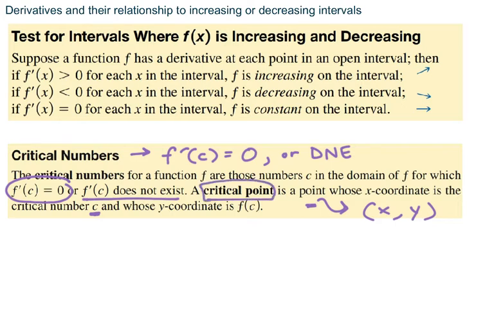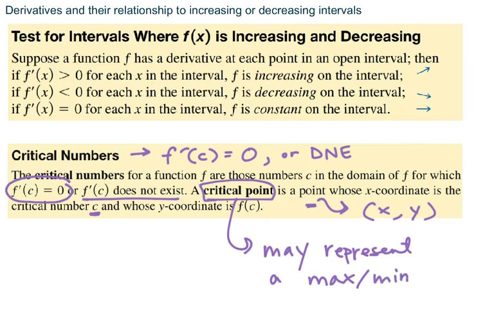What we're going to build toward here is that these critical points, that point on the graph, may represent a max or a min. So the critical points are going to tell us that we know there is a change from increasing to decreasing, or we suspect at least that there's a change, and that there may be a max or a min there. So let's define this more formally, and we'll define a test for determining increasing and decreasing.